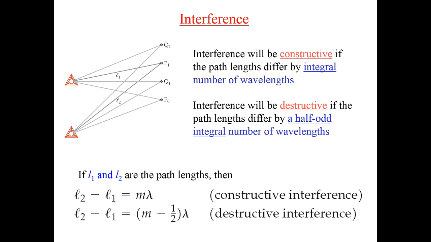So let's say our light has a wavelength of 500 nanometers, and the path length of L1 is 1500 nanometers, L2 is 2250 nanometers. So then we would subtract them, so 2250 minus 1500 is 750 nanometers, and then divide by the wavelength, and that would give us 1.5. So that means that we have destructive interference, and the 1.5 is equal to m minus 1/2, so m would be equal to 2.